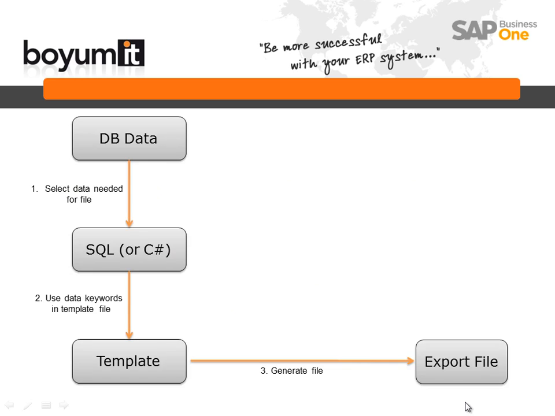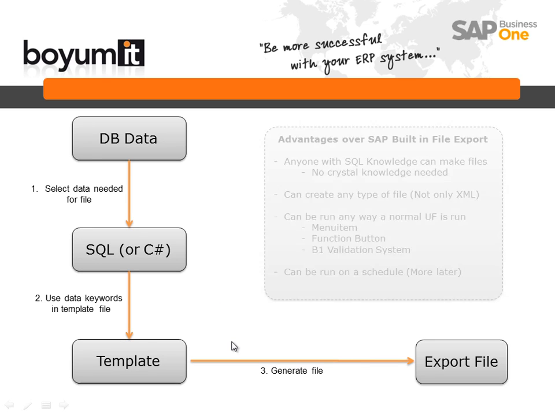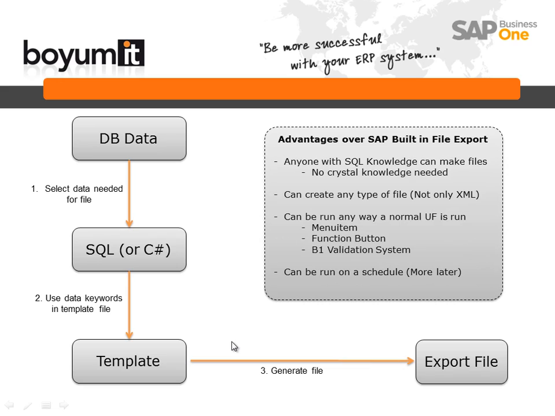What file export means is that you can take database data, use SQL or C#, run it to a template that you define in the configuration, and end up generating files. So you can essentially export data from Business One out to files. And many people might say, okay, SAP has some built-in file exports, but there are some advantages to this compared to what SAP has built in.